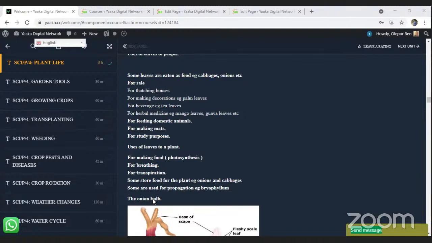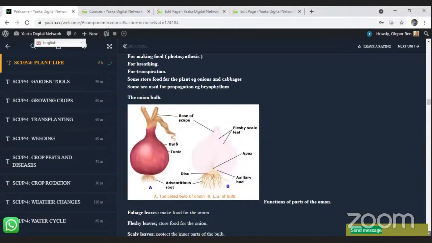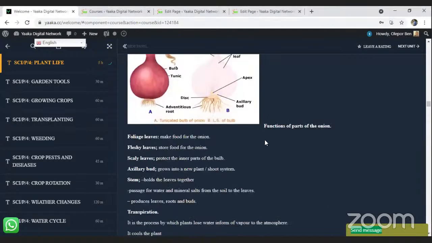For the case of bananas, how do you get a new banana plant? If you want to plant a new one in a different place, what do you do? By planting the suckers. Very good. By planting the suckers. As simple as that. Is there any other question that you would like to ask? Maybe about the parts here.